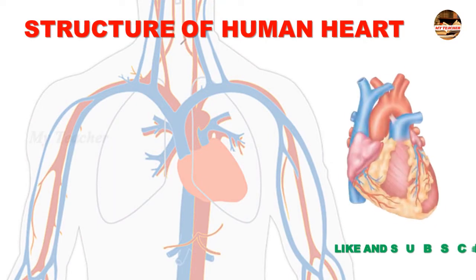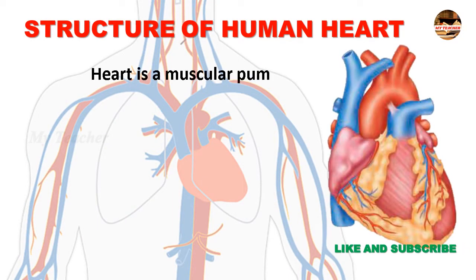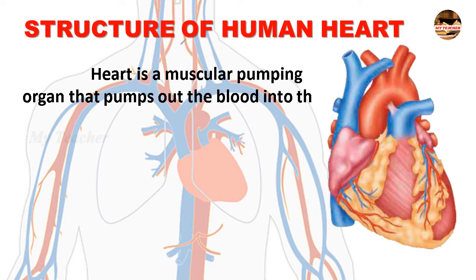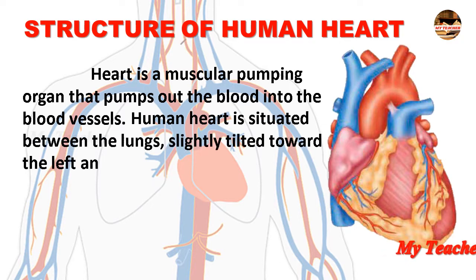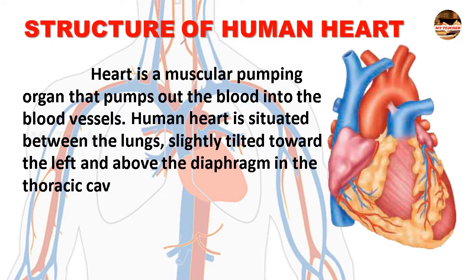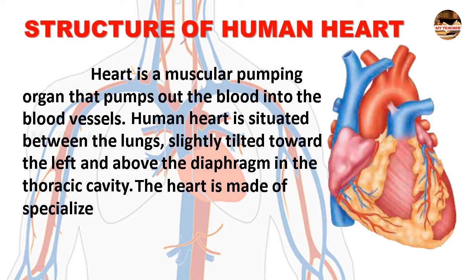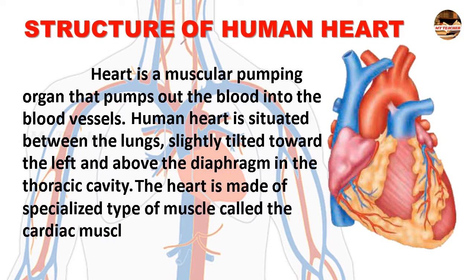Structure of human heart. The heart is a muscular pumping organ that pumps out the blood into the blood vessels. The human heart is situated between the lungs, slightly tilted toward the left and above the diaphragm in the thoracic cavity. The heart is made up of a specialized type of muscles called the cardiac muscles. So, the muscles of the heart are called cardiac muscle. Where is it situated? It is placed between the lungs, above the diaphragm in the thoracic cavity.